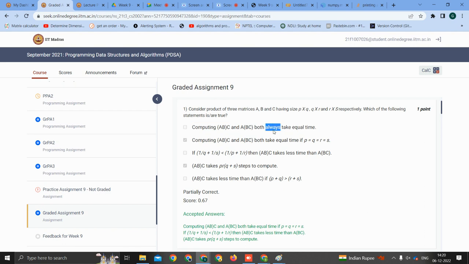What is wrong is that it's not always equal. When is it always equal? When P, Q, and R all have the same dimension values, they are equal. Yeah, that's correct.